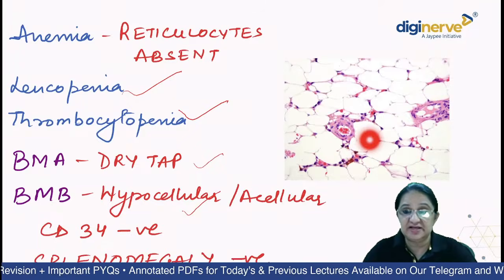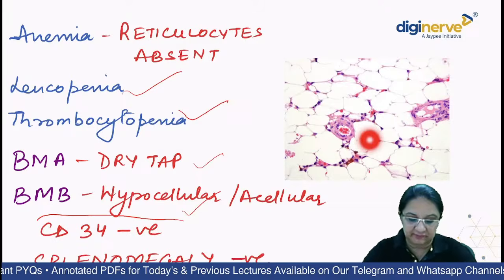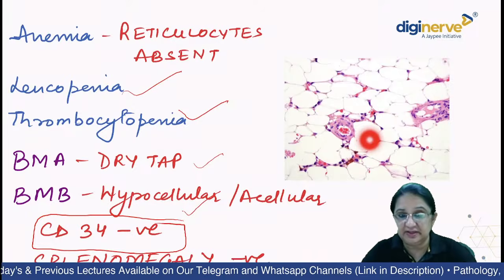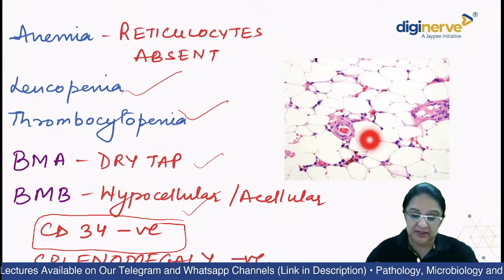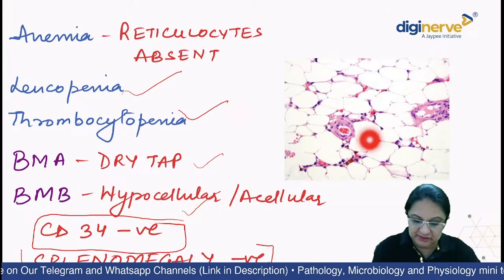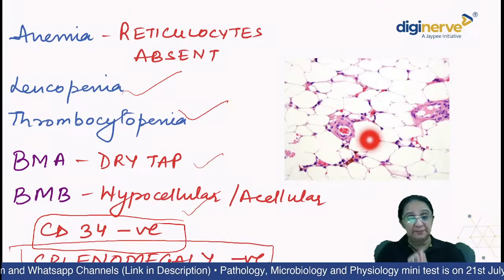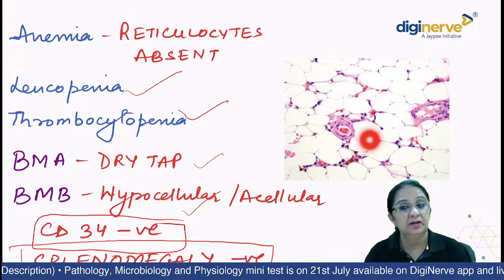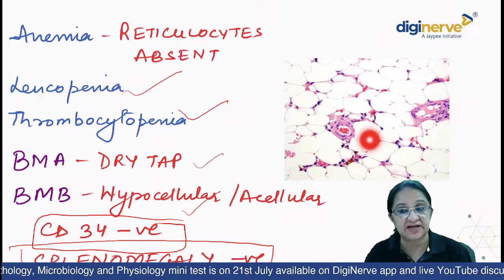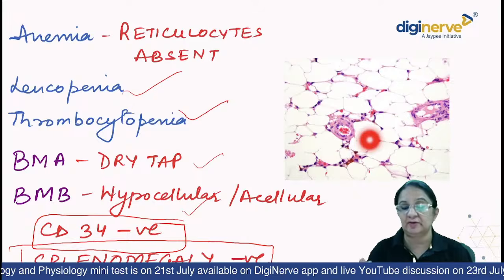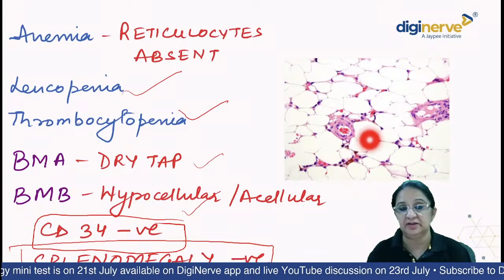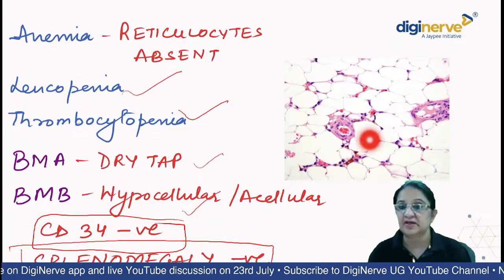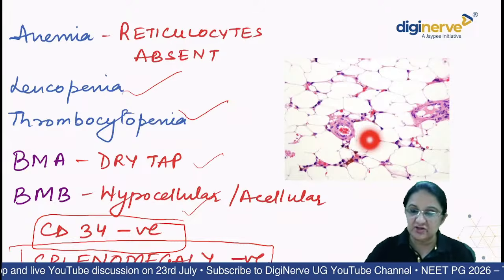Plus, please note CD34 would be negative. CD34 is a marker for your hematopoietic stem cell, the progenitor cell. It will be negative. And also splenomegaly would be absent in patients with aplastic anemia. If a patient comes with splenomegaly and pancytopenia, that can never be aplastic anemia. You will have to rule out some other cause. Aplastic anemia cannot occur in the presence of splenomegaly.